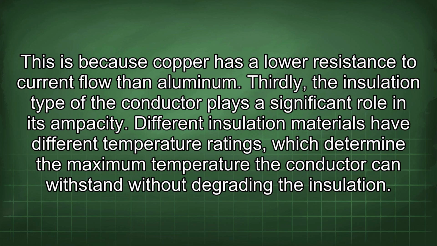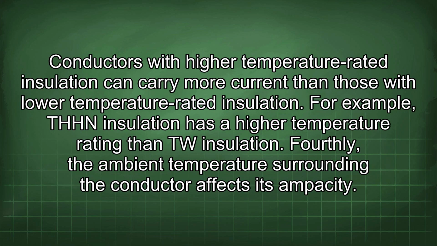Different insulation materials have different temperature ratings, which determine the maximum temperature the conductor can withstand without degrading the insulation. Conductors with higher temperature rated insulation can carry more current than those with lower temperature rated insulation. For example, THHN insulation has a higher temperature rating than TW insulation.